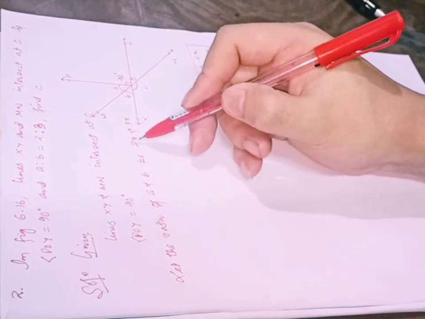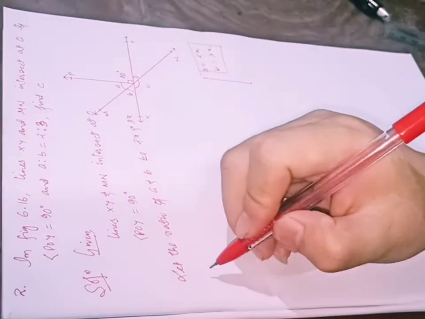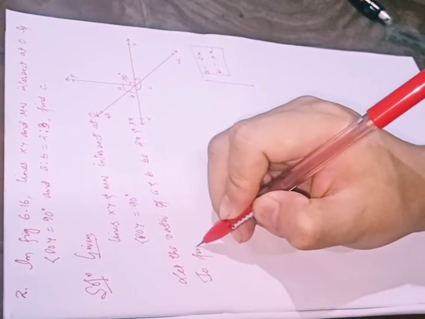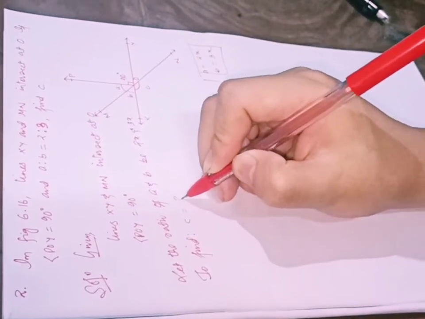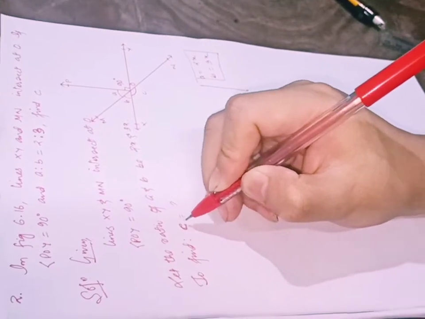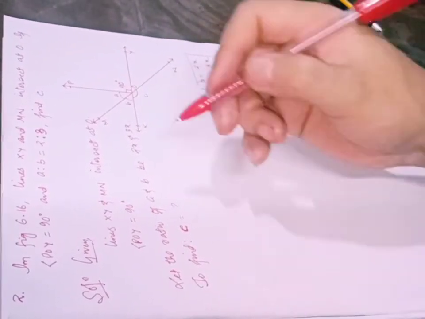A is first, so A will be 2x. B is second, that is 3x. Any doubt? So what do we need to find? Let's write down: to find, we need to find C, the value of C. Is it okay?